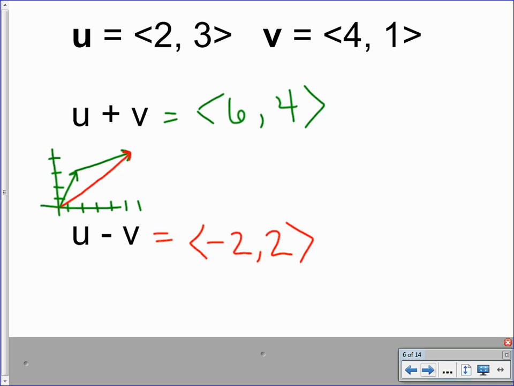Now, I want you to understand that we're not really subtracting these two vectors. We're actually adding the opposite of v. We're basically adding -4, -1. It's going in the opposite direction. So we're taking 2, 3, and we're adding -4, -1. We get our resulting vector -2, 2. So this is u, and this is -v. Does that make sense?